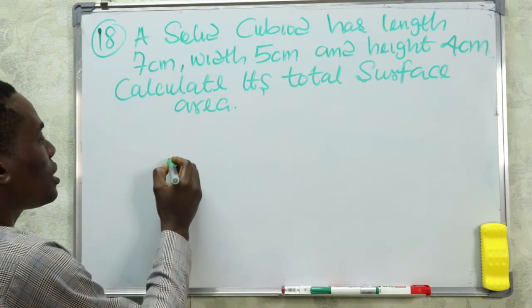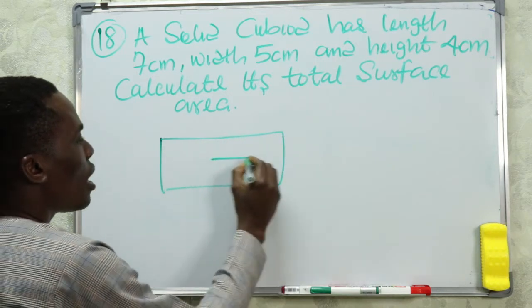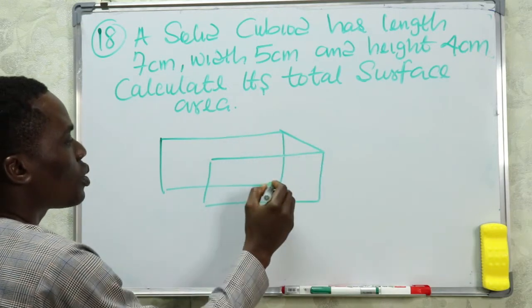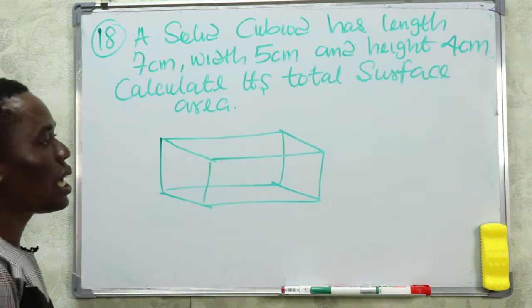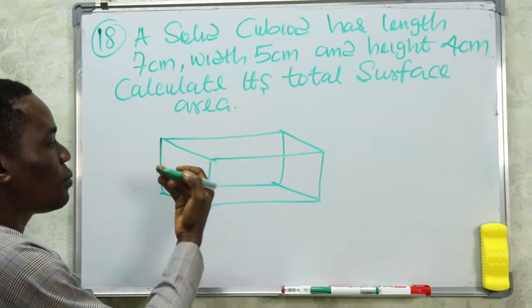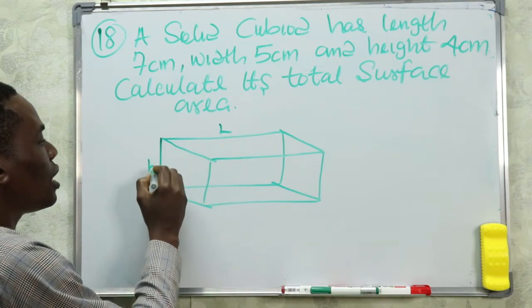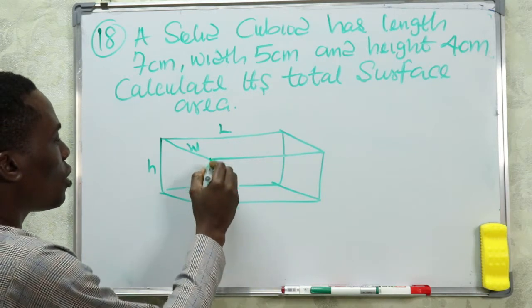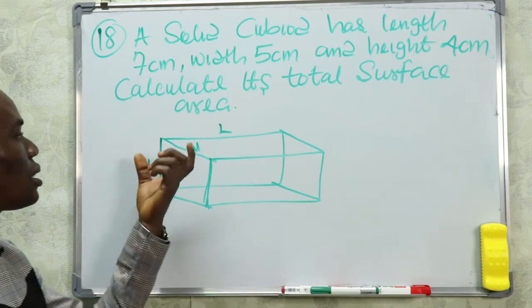Now let's look at the drawing of a cuboid. When we have a cuboid, it is more like a rectangle, which has 1, 2, 3, 4, 5, 6 sides. Here is the length, this is the height, and this is the width.